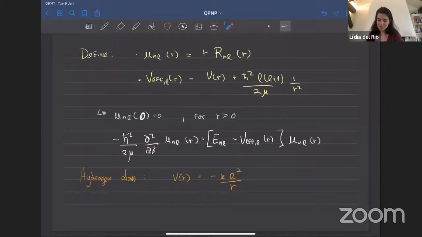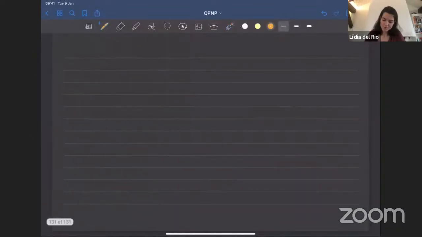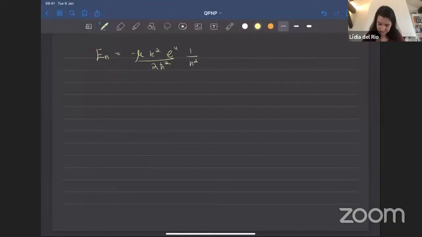But then the main conclusion was that in this case, the energy was quantized. And it was given by k squared A4 over 2 h bar squared, times 1 over n squared. And this number n is also restricted: it's a natural number, and it must always be larger than L. And of course, L has to do with the total angular momentum, so it's always larger than its absolute value.